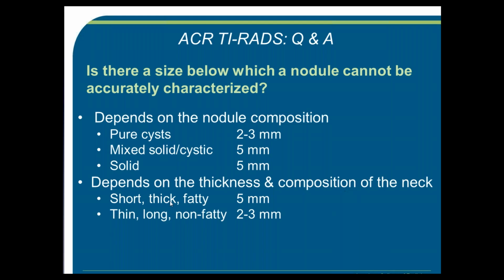So patients with short, thick, fatty necks, generally it's hard to characterize lesions that are less than 5 millimeters, and sometimes hard to characterize lesions even larger than that. But in your skinny patients with long necks and little fat, even solid nodules can be characterized when they're 2 to 3 millimeters. Fortunately, we almost never recommend follow-up or FNA for nodules that are less than 5 millimeters.